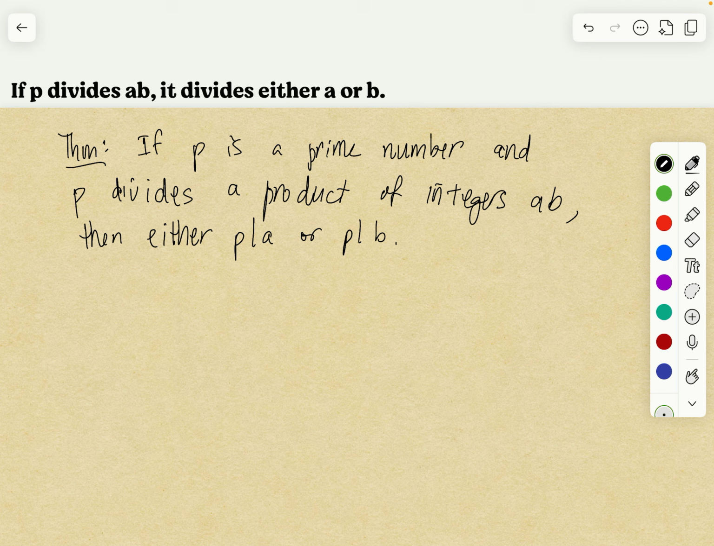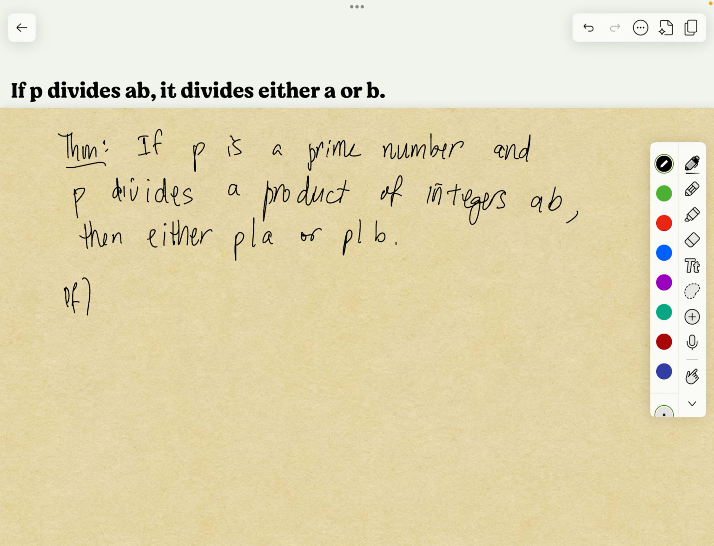Now, this is certainly not true if p is not prime. So, for instance, 6 is 2 times 3, but 6 is not a factor of 2, and 6 is not a factor of 3. Similarly, 6 divides 60, and 60 is 15 times 4. So 6 divides 15 times 4, but 6 does not divide 15, and 6 does not divide 4. So it is important in the theorem that we are working with prime numbers. So let's get to the proof.